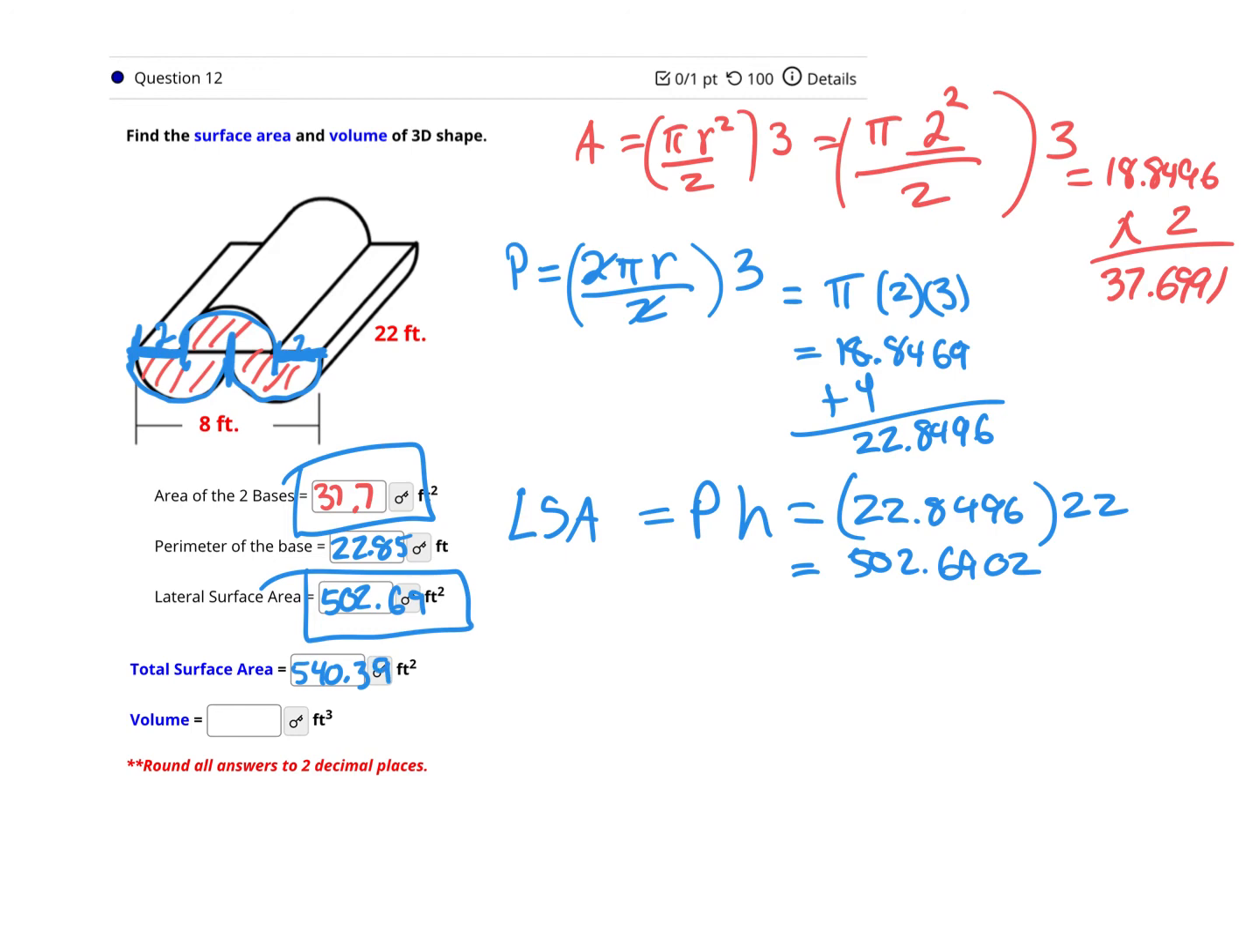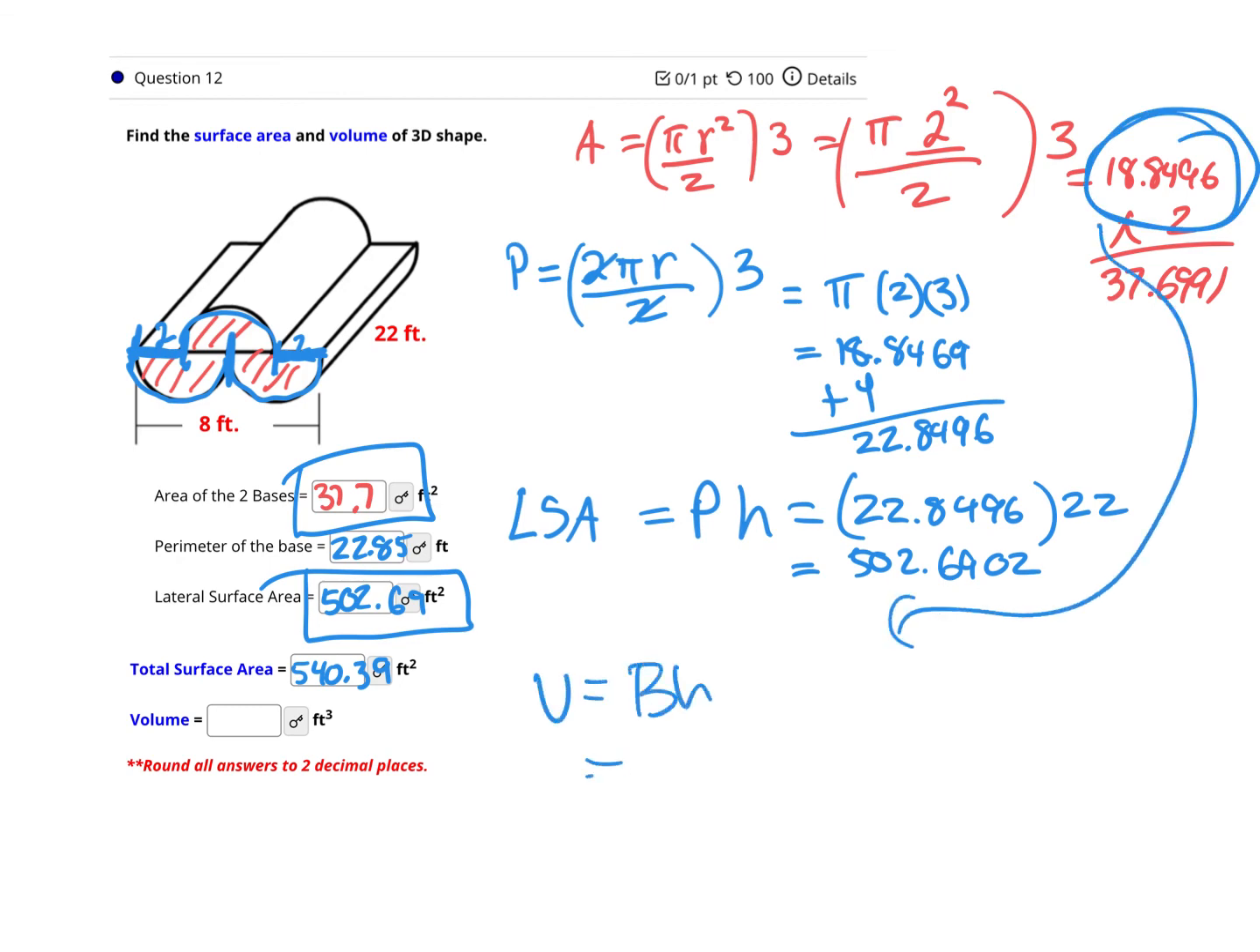So to find the volume, I just need to take the area of the base times the height. Well, we already found the area of the base. That's the first thing we found up here. So the volume is equal to the area of the base times the height. So that's 18.8496 times the height, which is 22. And when you do that, you're going to get 414.69.